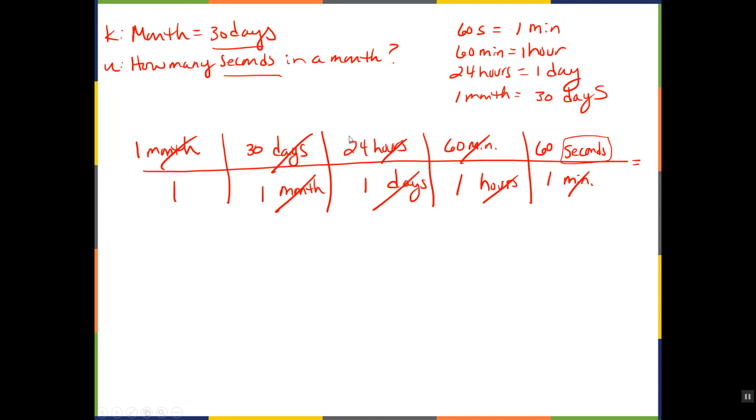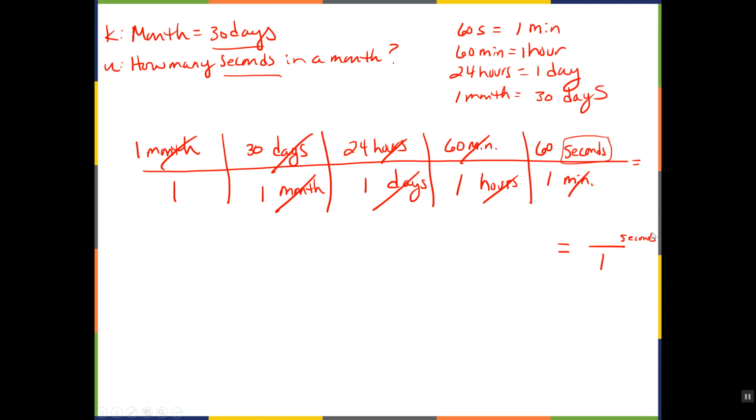So now I've got it set up, and I can go ahead and punch the problem out. What I have on the top is 1 times 30 times 24 times 60 times 60. Now, I need my calculator to do that. But if I look at my denominator, I have 1 times 1 times 1 times 1 times 1. So I know the denominator is going to be 1. We know the label for the top, because they're all crossed out except for seconds, is going to be seconds.